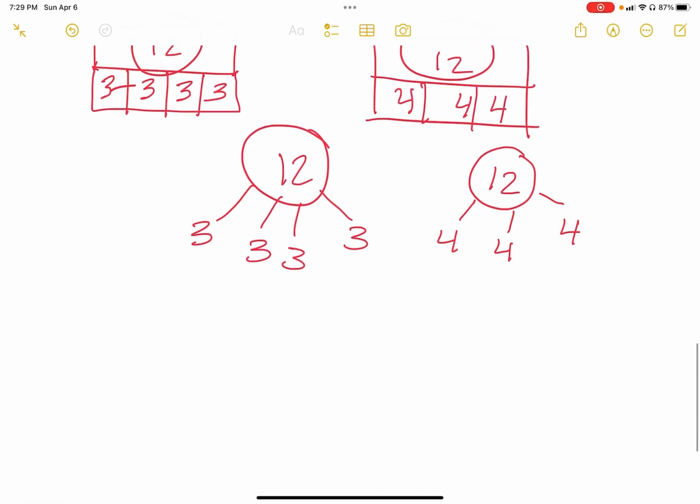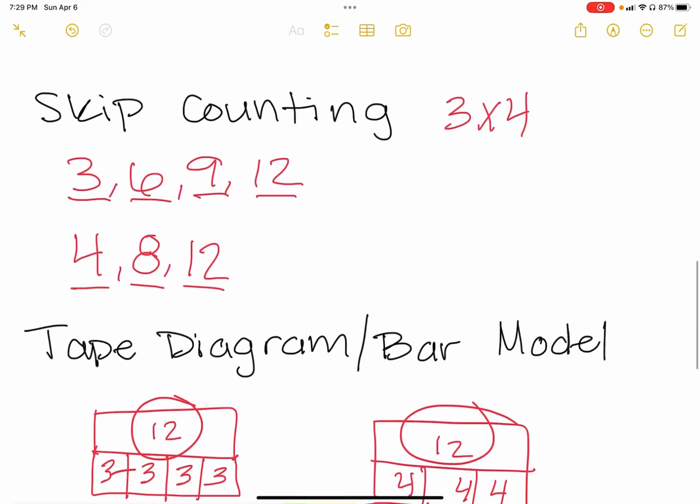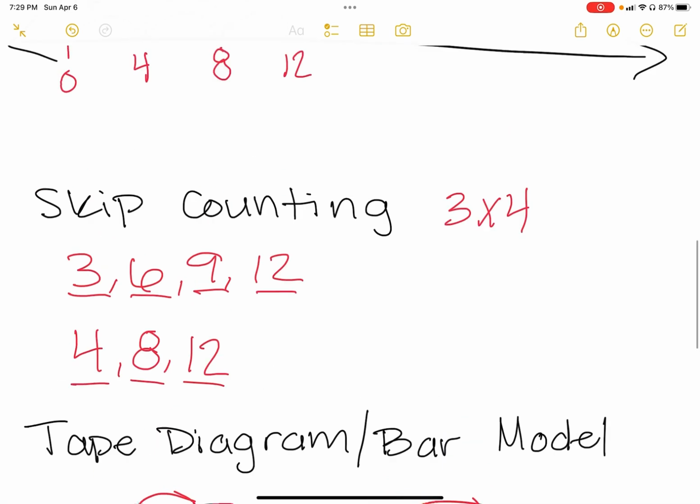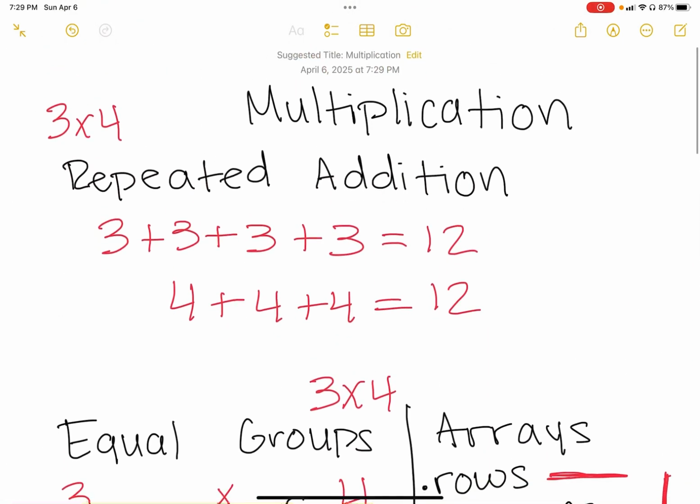Okay. At the end of the day, there are multiple models to solve multiplication. You can pick a favorite. That's fine. Okay. If you do not have a multiplication fact memorized, there are numerous ways to figure out the product, or the answer, to that multiplication problem.